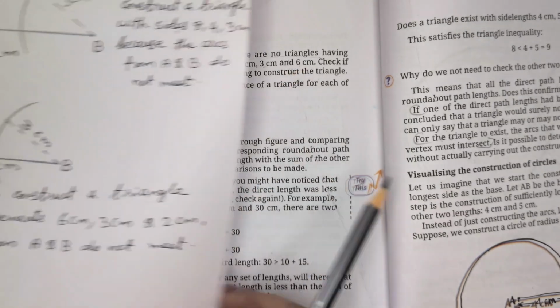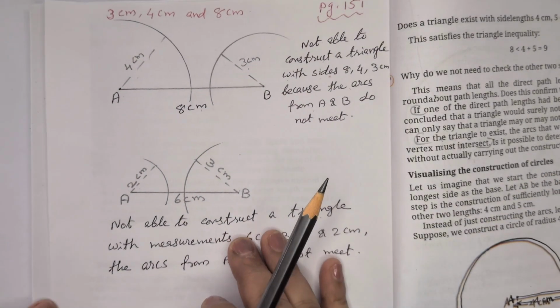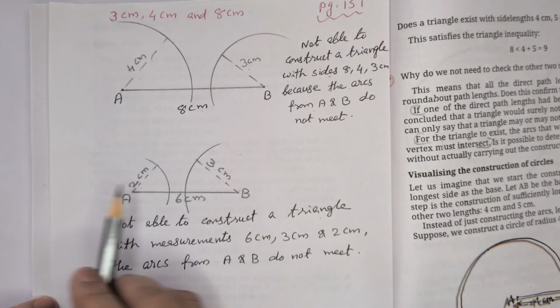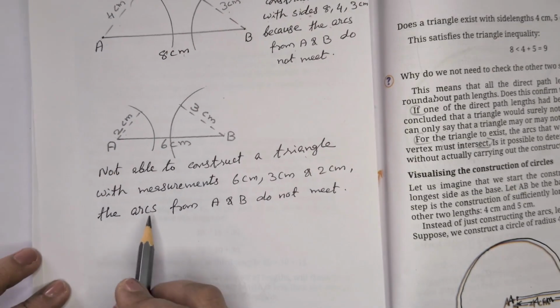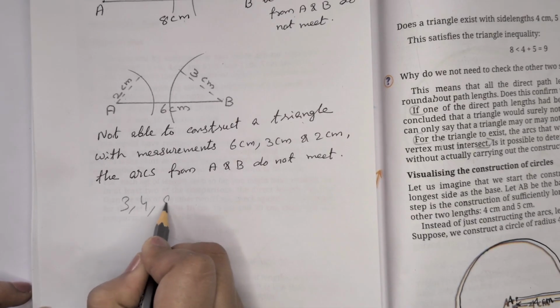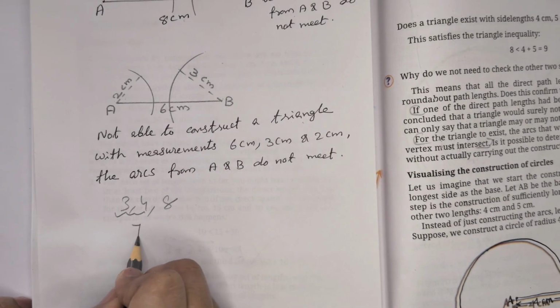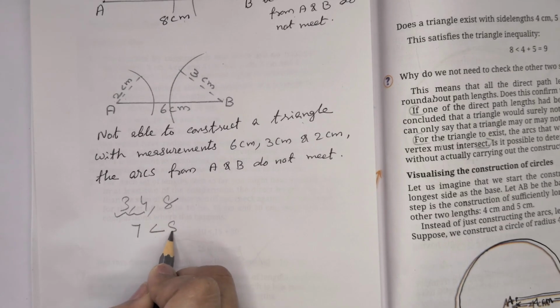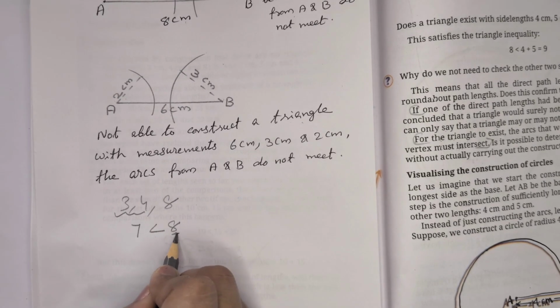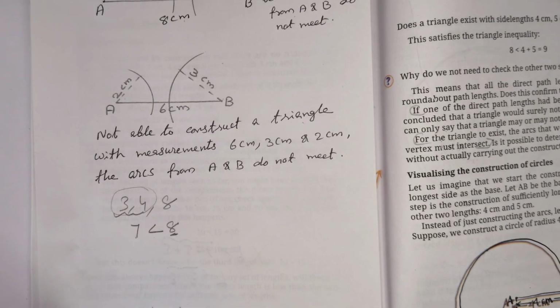This we already checked before. This is the way. When we are considering the sum of two paths, the measurements are 3, 4, 8. When we are adding these two, it's coming 7, which is less than 8. That means the direct path is more than the roundabout path, the sum of two sides, which is not possible.